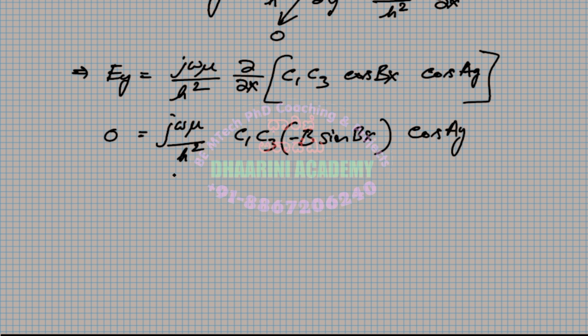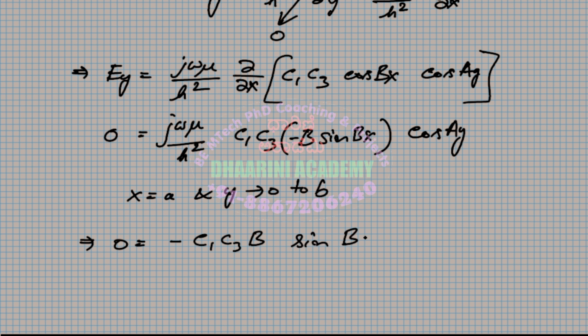The condition says that y varies from 0 to b, and x is equal to a. So x equal to a and y varies from 0 to b. So I cannot eliminate cos ay. I cannot equate that to 0 because y varies. All right, and c1 c3 b are constant, so that means it has to be sine ba equal to 0. That implies 0 is equal to, I'll write once again, minus c1 c3 b into sine of ba, because x is equal to a, into cos ay. So in that term I cannot equate all other terms to be 0. Only the sine of ba should be equal to 0.